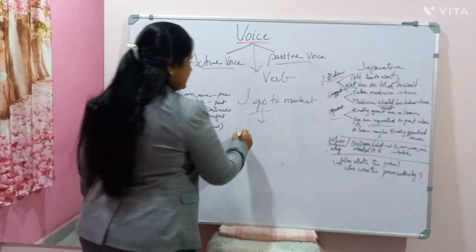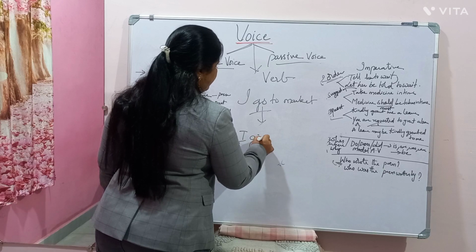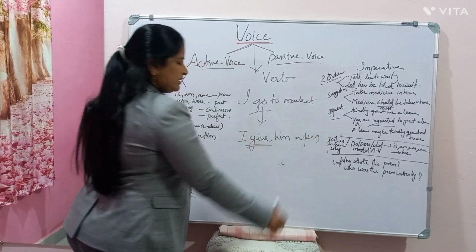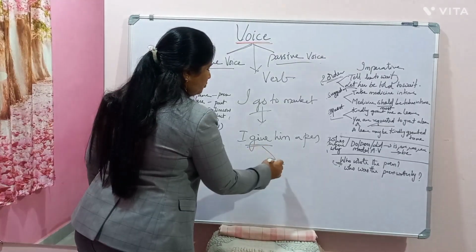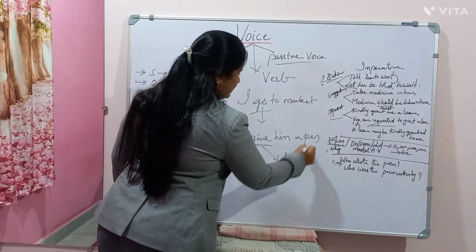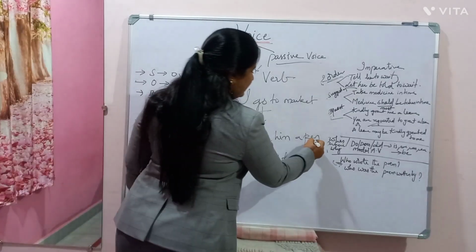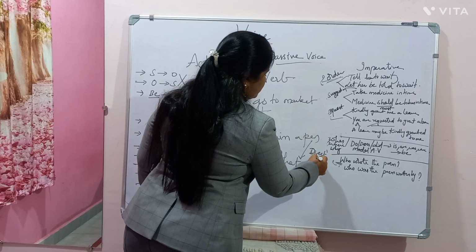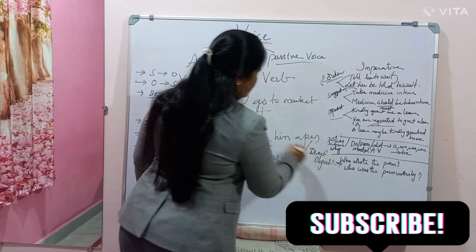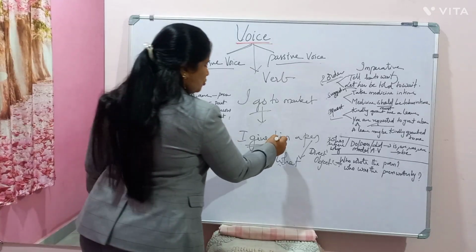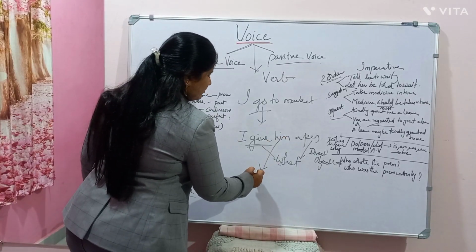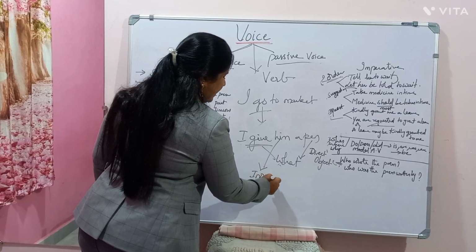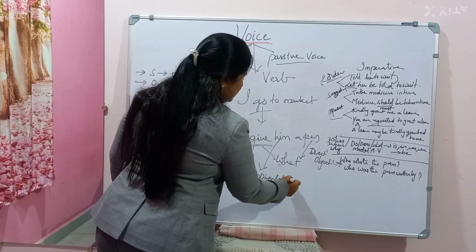I give him a pen. See, you take the verb now. Two questions we need to pose. What did I give? It is the pen I gave. So this pen is the direct object. Then, to whom did I give? To him. The question is to whom, and this is the indirect object. This sentence has two objects.